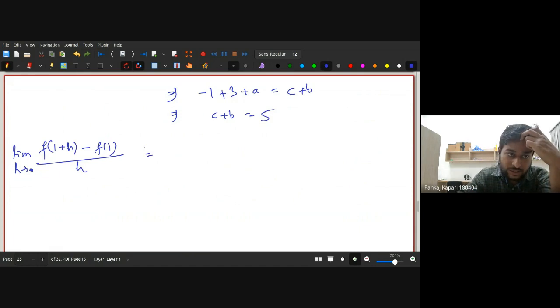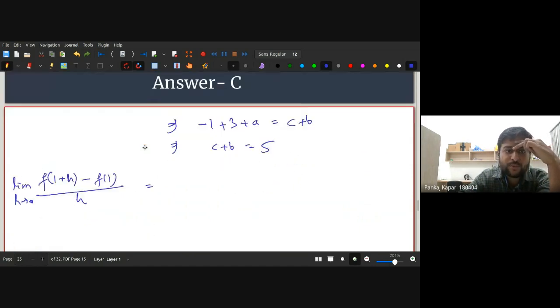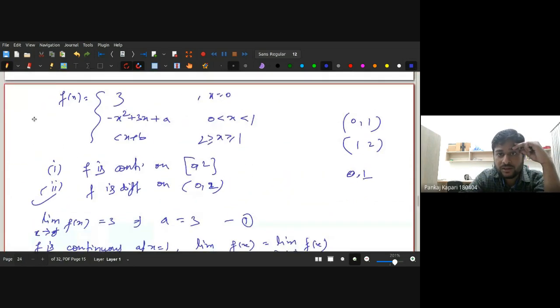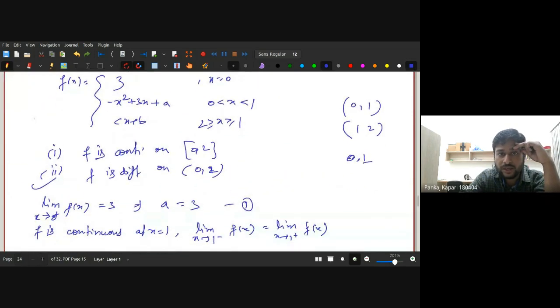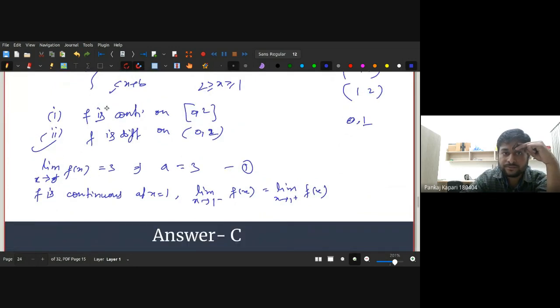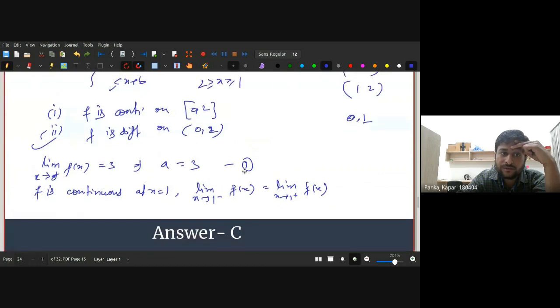So what is this limit? Notice that I'm taking h to be positive. So if h is positive, this 1 plus h is greater than 1, right? So we have to apply the second definition of the function, that is the linear one. So you'll have c times 1 plus h plus b minus f of 1. So what is f of 1?